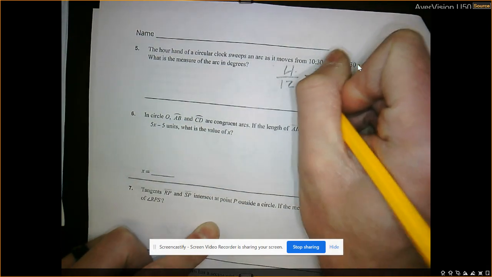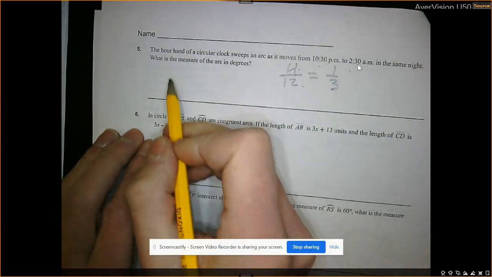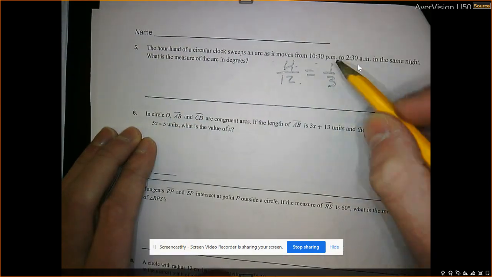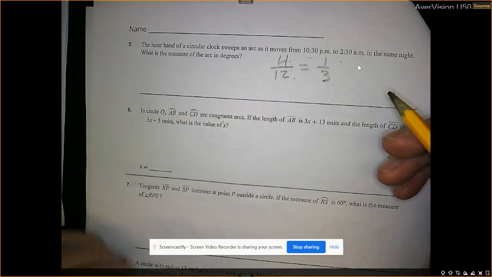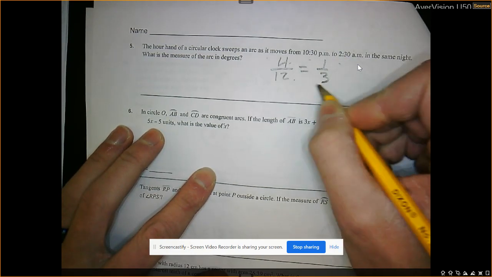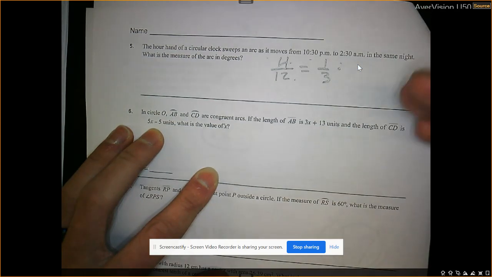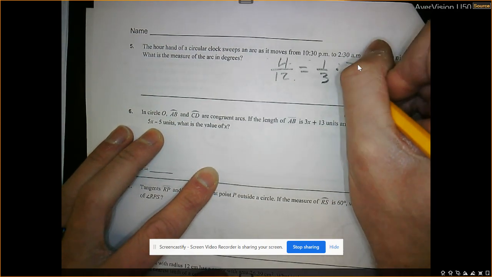Well, this can be reduced to 1/3. And we're trying to figure out, what is the measure of the arc in degrees? So what is the angle measure of that arc that the hour hand sweeps? In order to do that, that's a third of a rotation. It's going a third of the clock. But if we're trying to figure out in degrees, then we have to multiply it by how many degrees are in a circle, and that's 360.